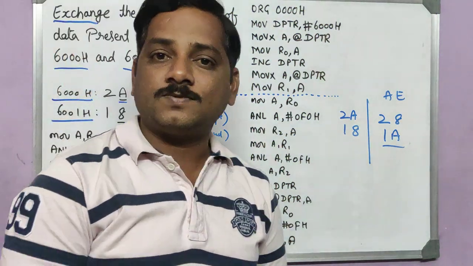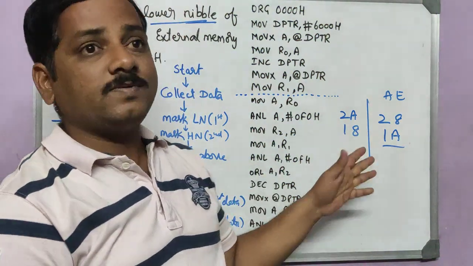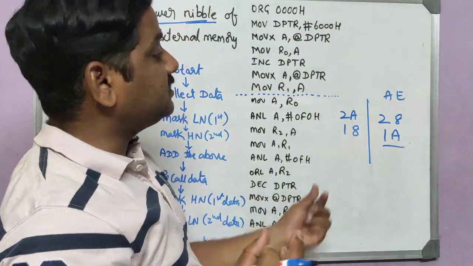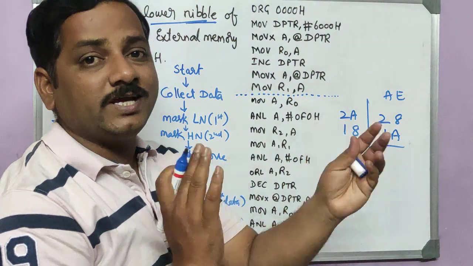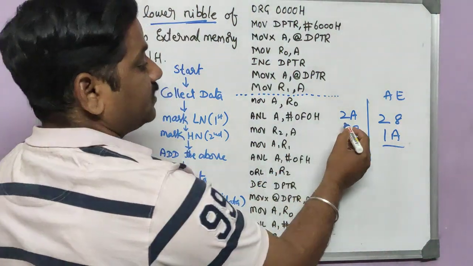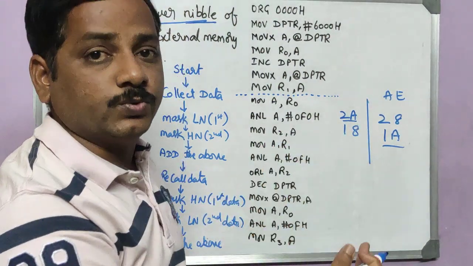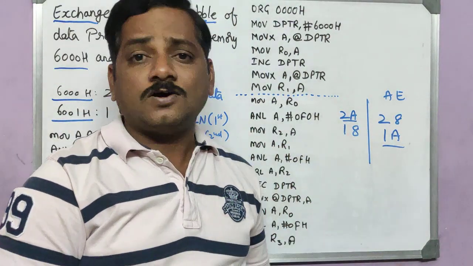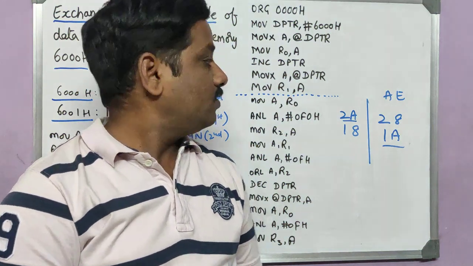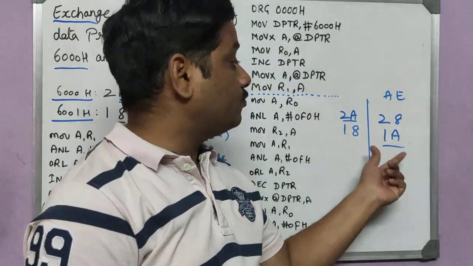And we have another concept called swap. Swap cannot be used here because swap will interchange the numbers within the 8-bit. It will interchange the lower nibble and higher nibble within the 8-bit. So for example, 2A will become A2. That is swap. So swap cannot be used here and even exchange cannot be used. So now let's see how to get this output.